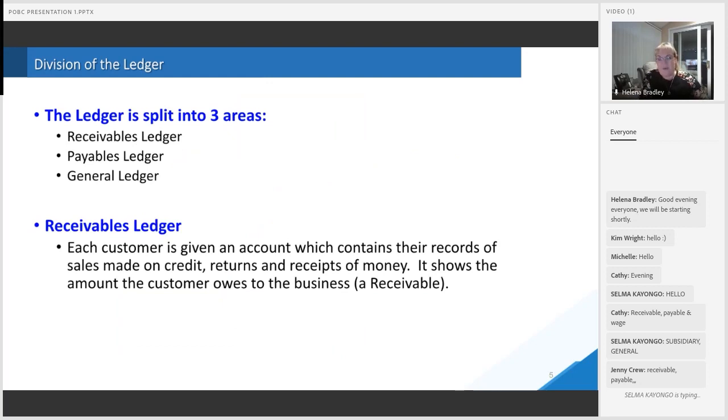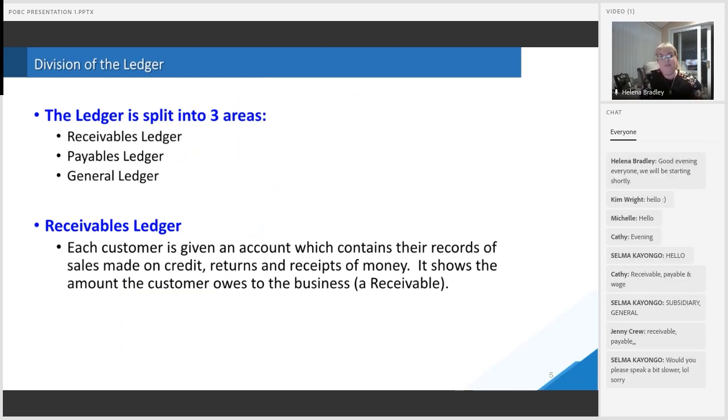I suppose a really valid question is, why do we divide the ledgers? Why is the ledger split into 3? Well, if you think about the division of the ledgers, they are split to organise transactions.